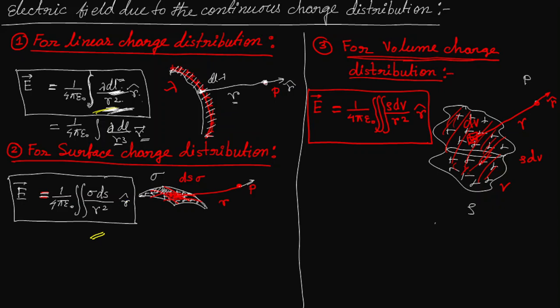If we want to use this definition, first we have to consider a point on the surface where the charge is distributed. Then around this point, we'll consider the elementary area, and then we'll calculate the distance of the point from this elementary area, put the value here, and at the end we have to integrate over this whole area, and that will give you the electric field at this point.